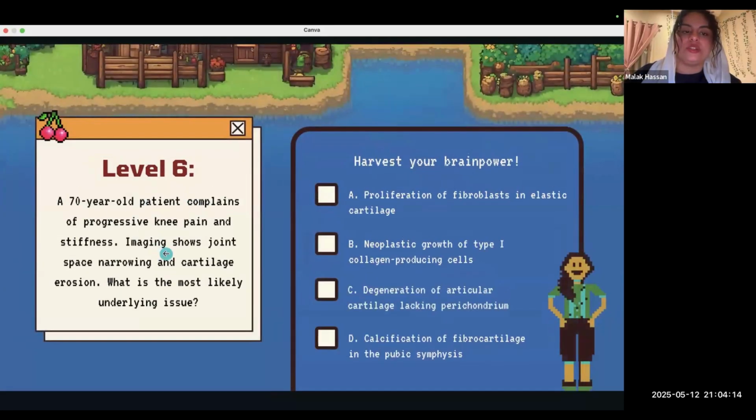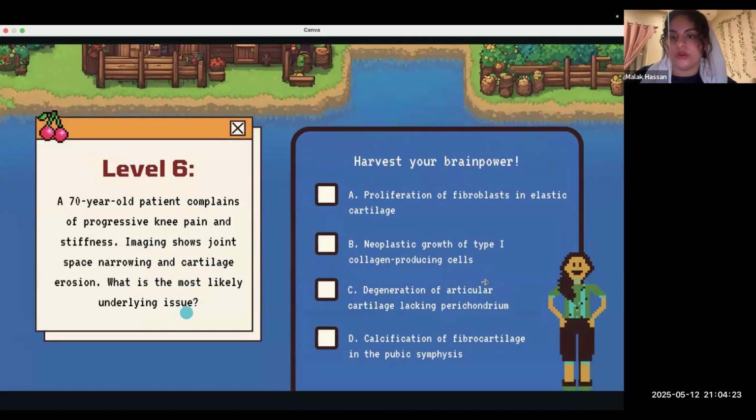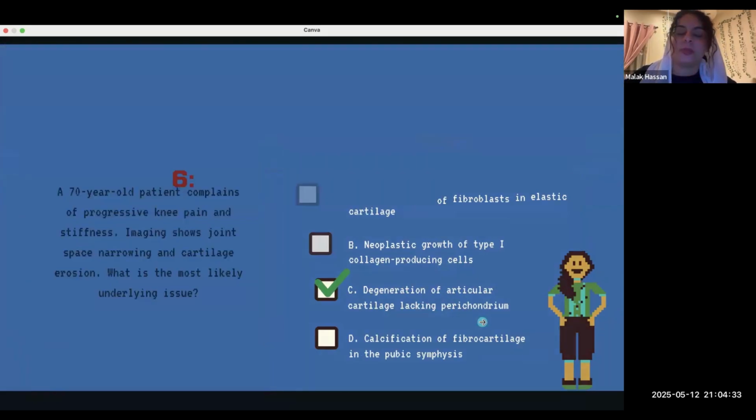Now, a 70-year-old patient will complain of progressive knee pain and stiffness. Imaging shows joint space narrowing and cartilage erosion. Which is the most likely underlying issue? And it's C. Because the articular cartilage is degenerating, so it's lacking perichondrium.